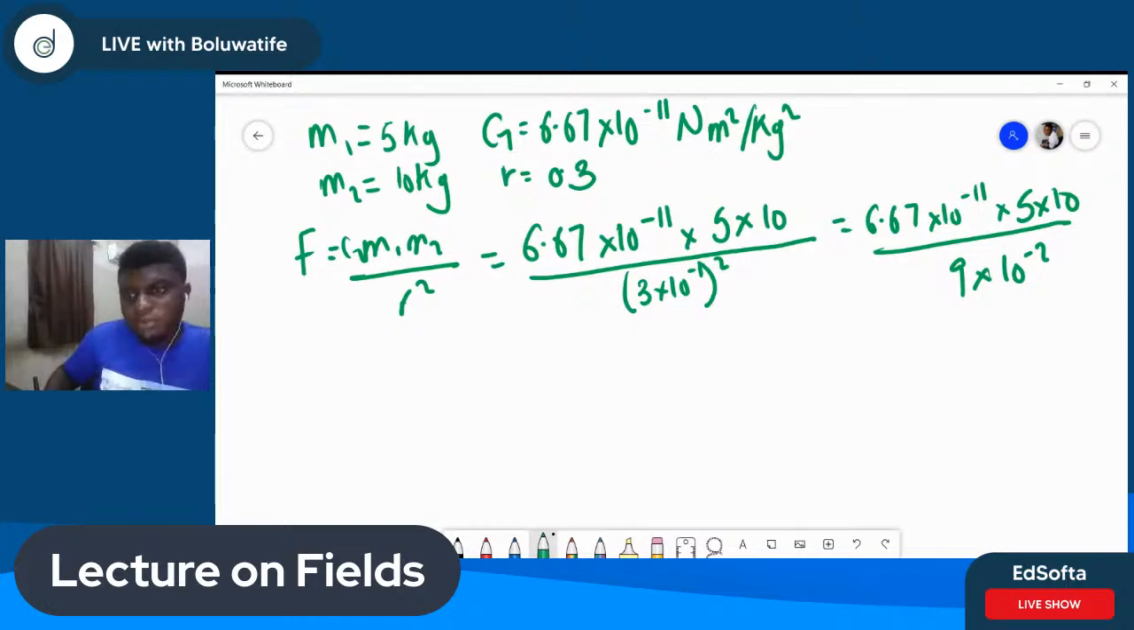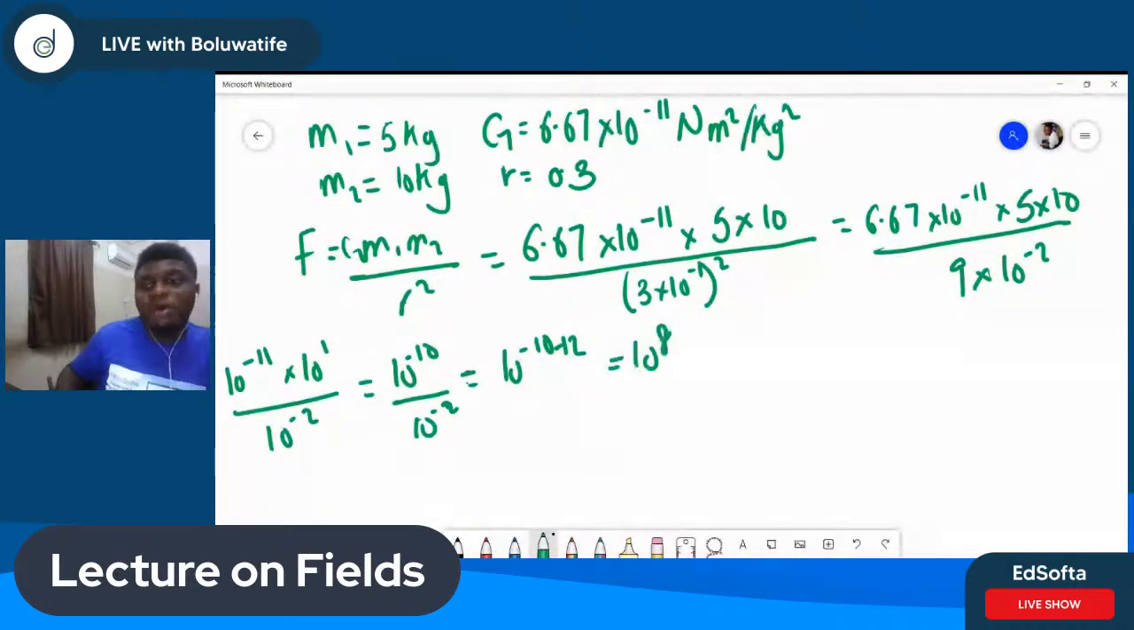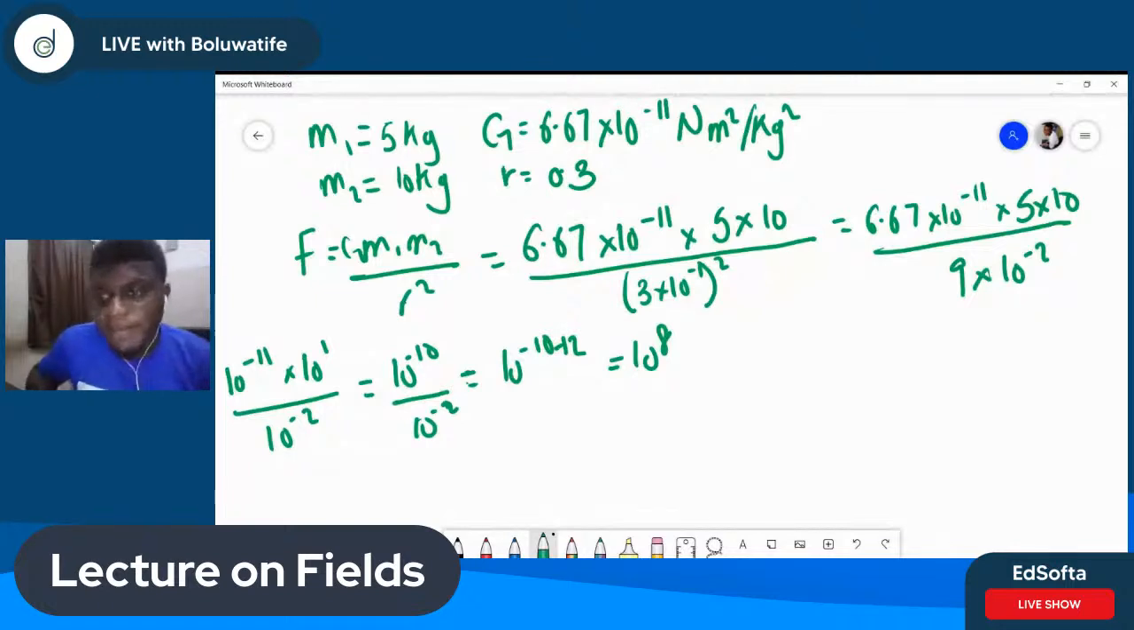So I'm just going to do some magic here. I bring out all the powers of 10: 10 raised to power minus 11 times 10 raised to power 1, divided by 10 raised to power minus 2. This is the same thing as 10 raised to power minus 10, divided by 10 raised to power minus 2. When you bring this up, I have 10 raised to power minus 10 plus 2, and that gives me 10 raised to power minus 8. So all the powers of 10 give me 10 raised to power minus 8.